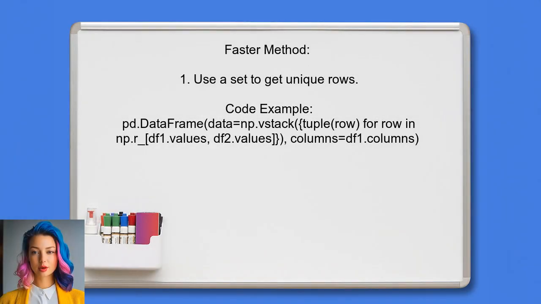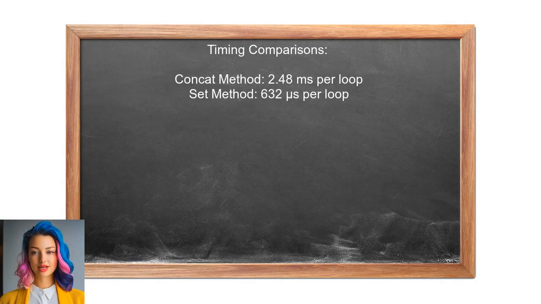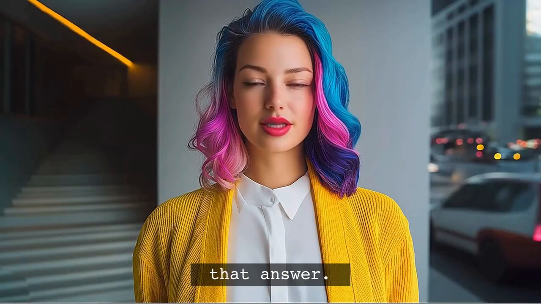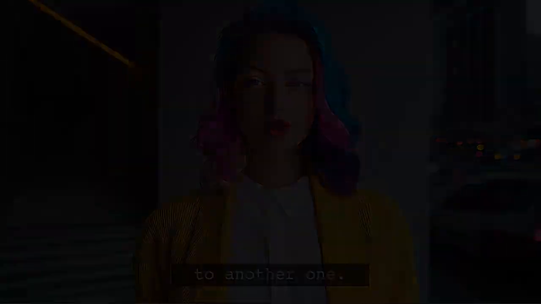Additionally, the user proposes using a set to extract unique rows from the combined records of both data frames. This method is noted to be significantly faster. They also provided timing comparisons, showing that the set-based method is much quicker than the concatenation approach. That wraps up that answer. Let's move on to another one.